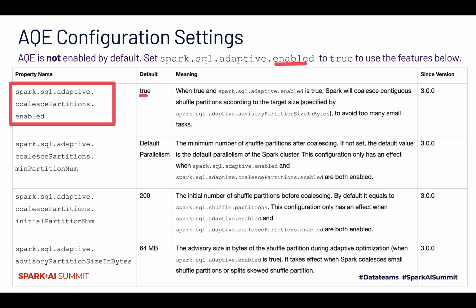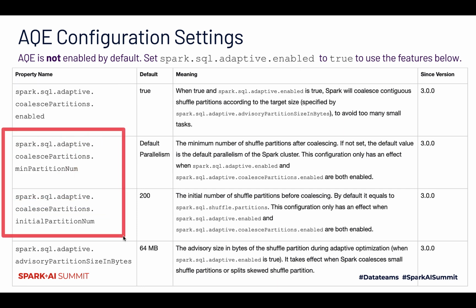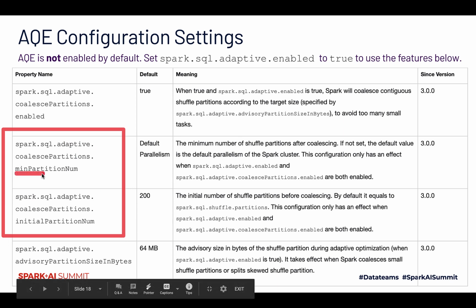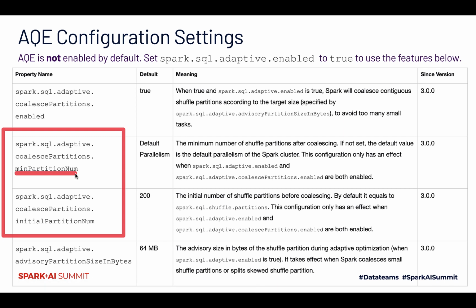And that setting is further refined by these two settings, min partitions and initial partition num. Min partition says if you coalesce, please leave at least this many partitions around. And that defaults to the default parallelism of your cluster. So if you're running in an 8-core cluster, you want to make sure that after the coalesce happens, there are at least 8 partitions remaining so that I can take the benefit of all 8 cores of my cluster and get the benefit of parallelism.